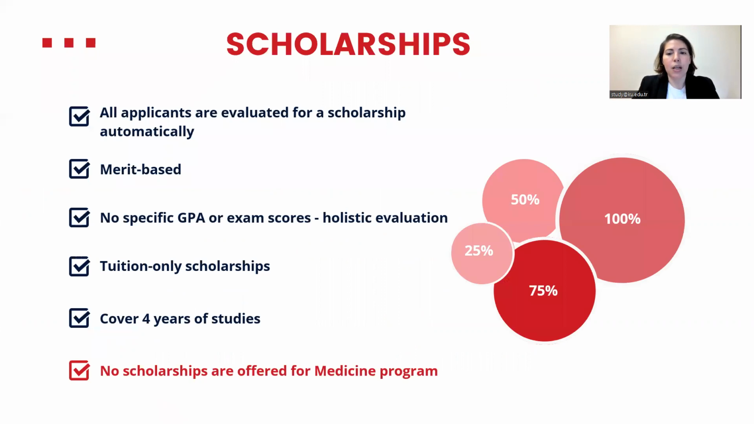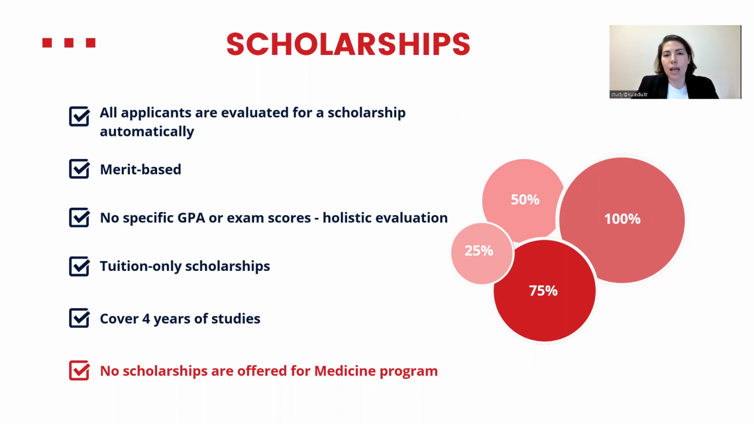Now, scholarships, right? So I talked about this, but I'm just going to go over some points again. So all applicants are evaluated for a scholarship automatically. So you do not need to do anything else in terms of forms or petitions or anything else. The scholarships are awarded on the basis of merit, your academic merit specifically. And there's no specific GPA or exam scores, right?